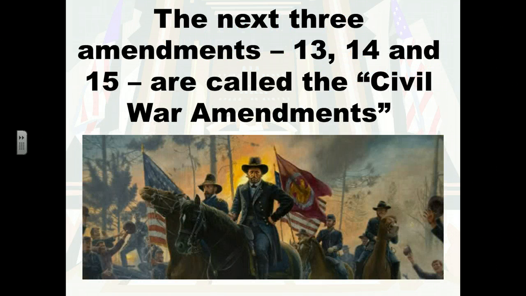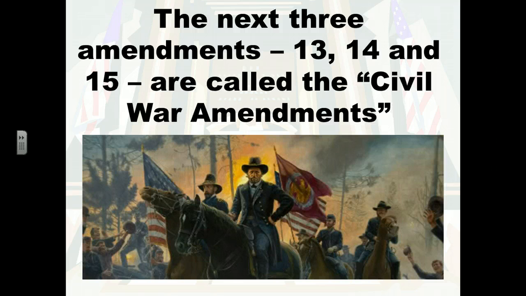Now the next three amendments, 13, 14, and 15, are often collectively called the Civil War Amendments because they come as a result of the Civil War. There's a lot of political change that happened as a result of the war. Probably one of the biggest changes was the fact that you had millions of people that were slaves suddenly becoming citizens of the United States. So let's take a look at these three Civil War amendments.